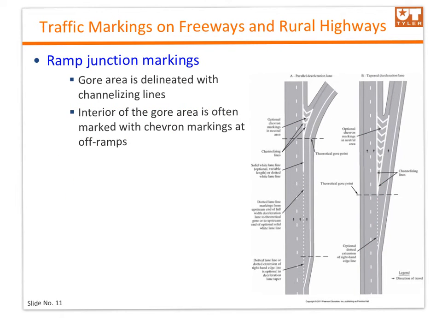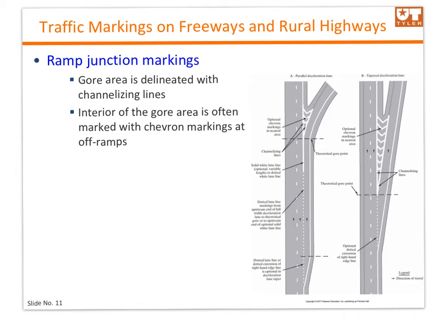So as I was saying, for the ramp junction markings, the gore area is delineated with channelizing lines. As you can see here, we're having this line, for example, in example A, parallel deceleration lane, to indicate that if the drivers are late and they didn't make the turn before this continuous white line, they cannot make it anymore, and they are encouraged now to continue and look for the next exit.